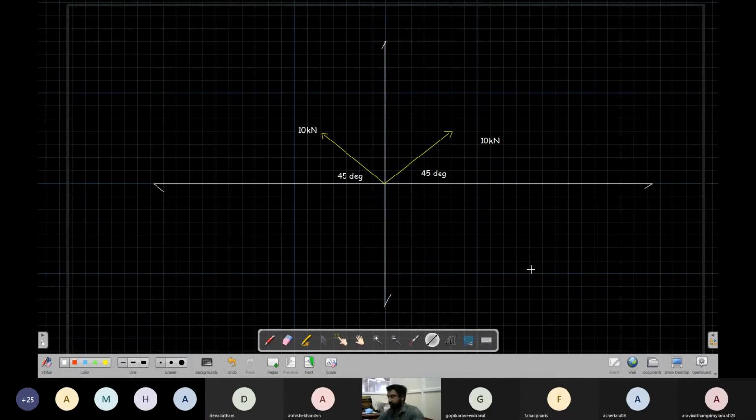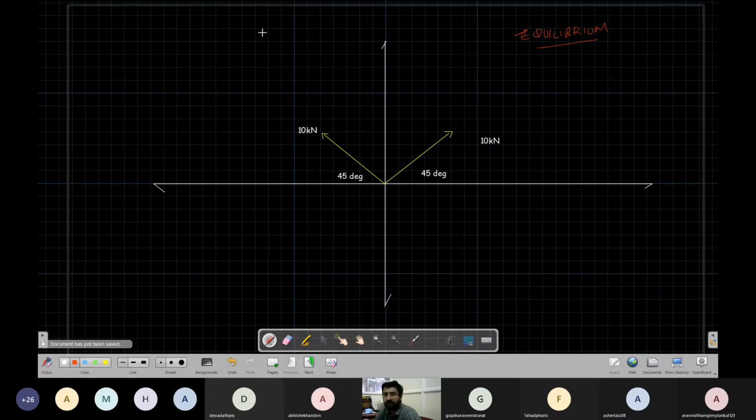So till now we were seeing forces, concurrent forces, and the resultant by different methods. Now we will continue with this. Today I want you to get introduced to a topic called equilibrium. So what is equilibrium?